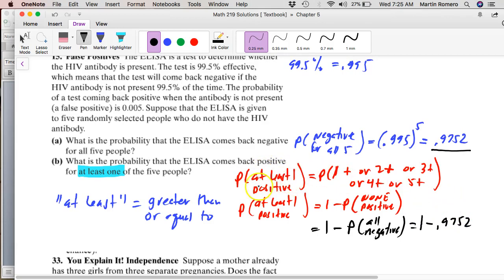Again, at least one means greater than or equal to 1, 2, 3, 4. So we can do this, it just takes a long time. We think about at least one positive as the same as 1 minus the probability that none are positive. So we're using what's called the complement from 5.2. None positive is the same as all negative, which we've calculated. And so in this case, you'll get an answer of 0.0248, which is again 1 minus that there.